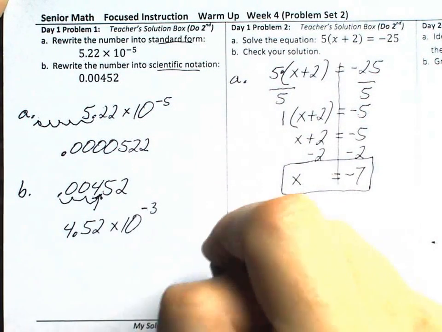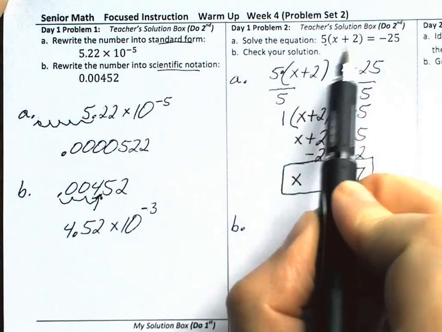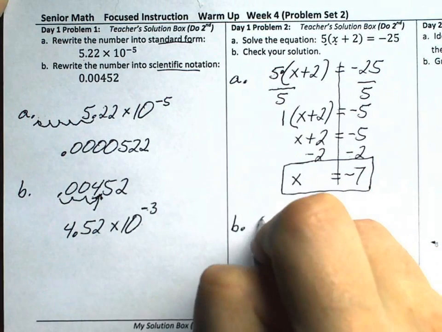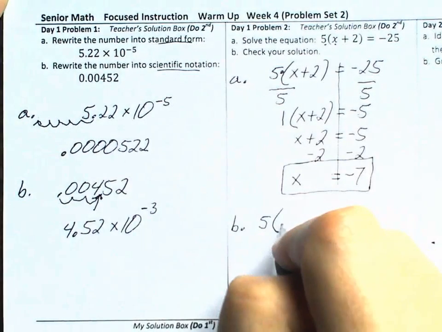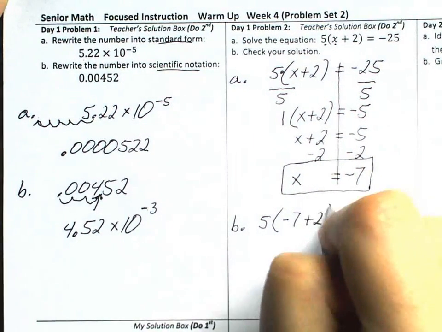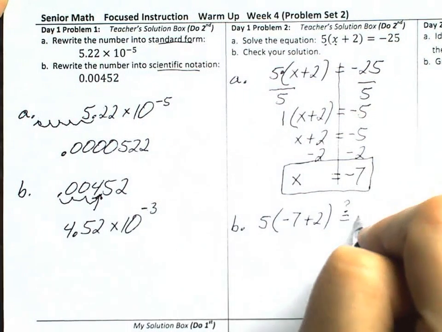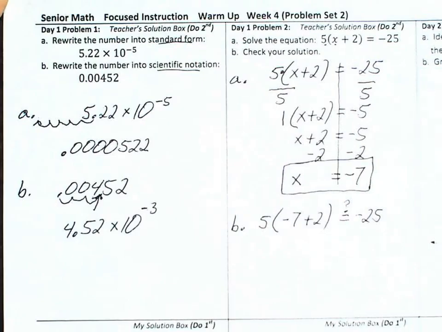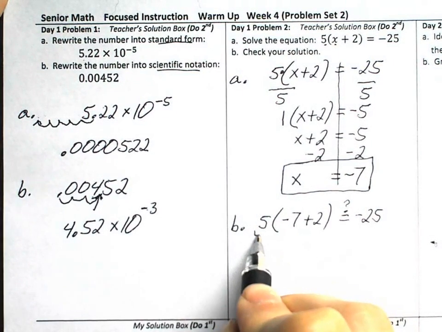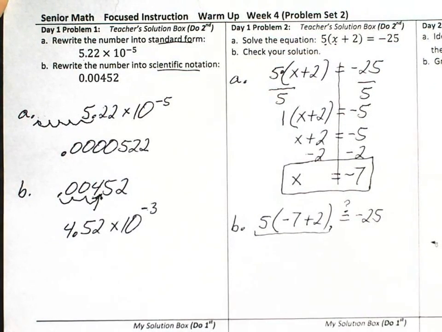In part B, we can check whether that works. So go back to the original equation, and where the variable is, let's substitute in the answer that we think is correct. So negative 7 filled in for x. And then plus 2, and then we're wondering, is that equal to negative 25? If it is, then our answer is correct. So let's work out this expression and see if this does make negative 25.